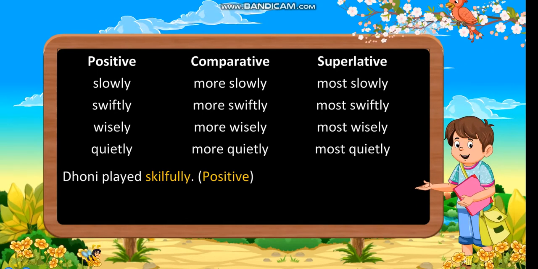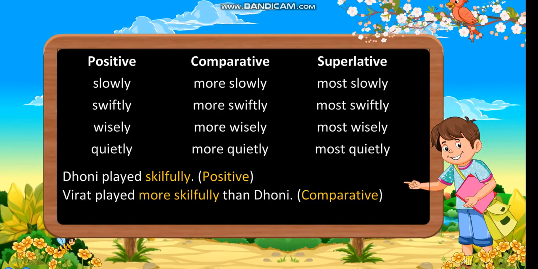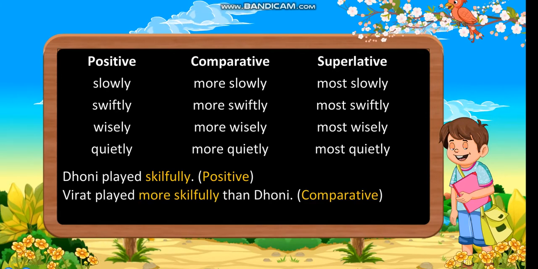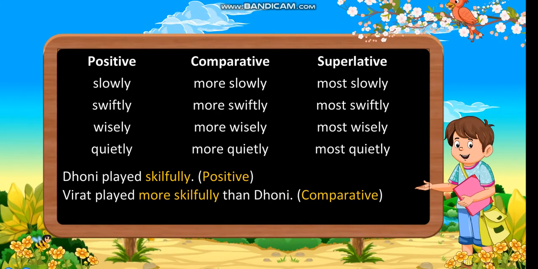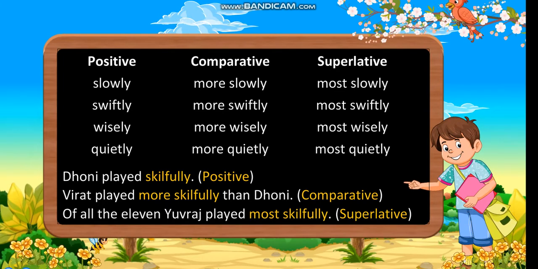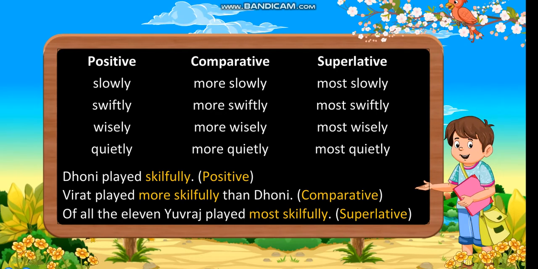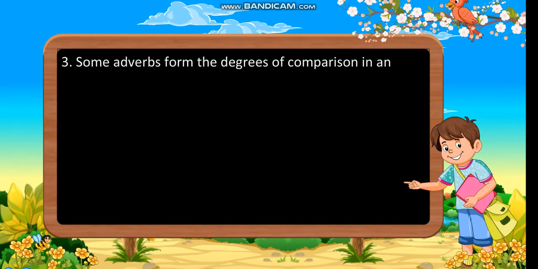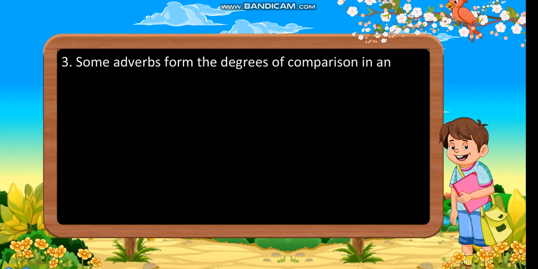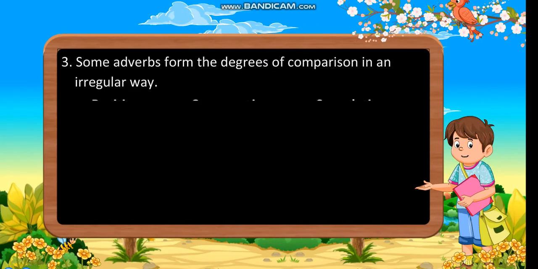Dhoni played skillfully. Positive. Virat played more skillfully than Dhoni. Comparative. Of all the 11, Yuvraj played most skillfully. Superlative. Third, some adverbs form the degrees of comparison in an irregular way.